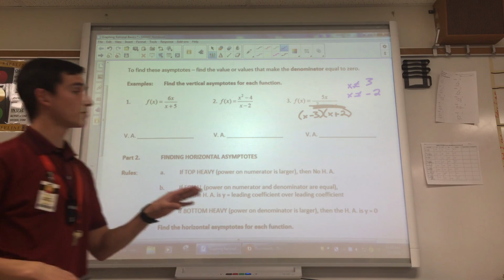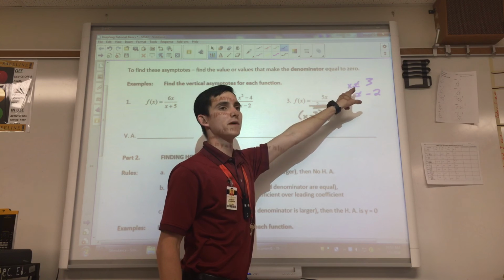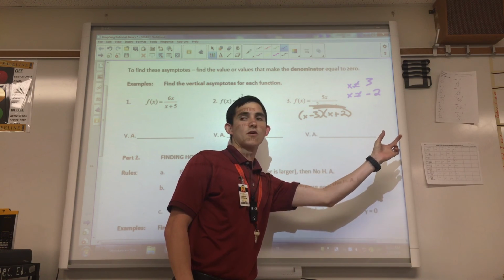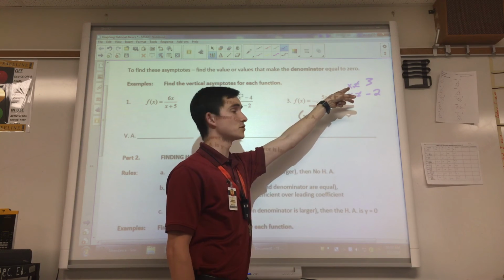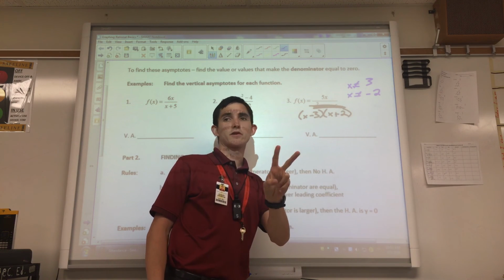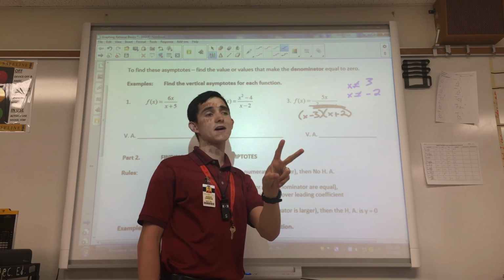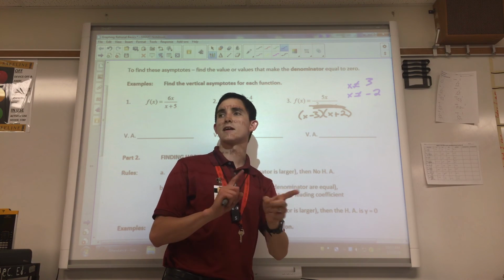So again, I'll say this one more time, so listen carefully. Every single domain restriction is either a removable discontinuity or it's a vertical asymptote. It's not both, it's one or the other. So because I have two, that means I have either two vertical asymptotes, maybe I have two removable discontinuities, maybe I have one of each, right? And it all depends on what cancels and what does not.